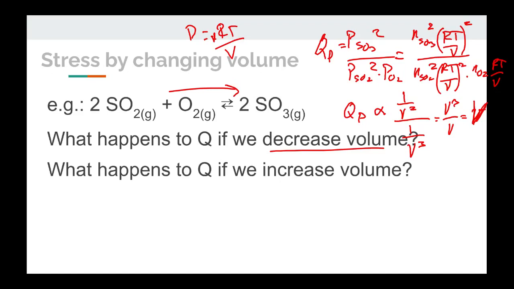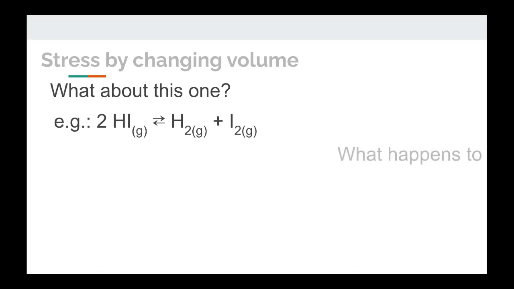What would happen to Q if we increased volume? Well, if we increase the volume, since volume is proportional to Q, Q is going to increase. What happens when you have Q too big? You want to reduce the numerator and increase the denominator, which means you want the reaction to shift to the left.